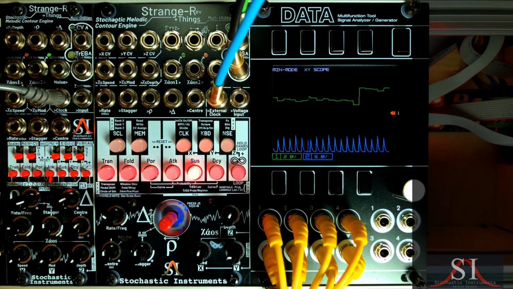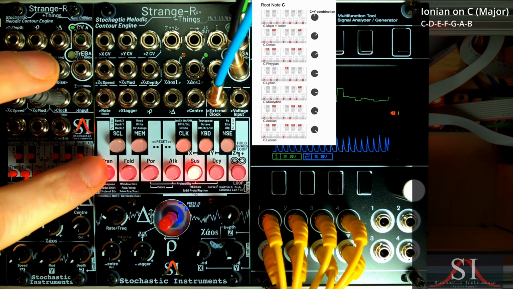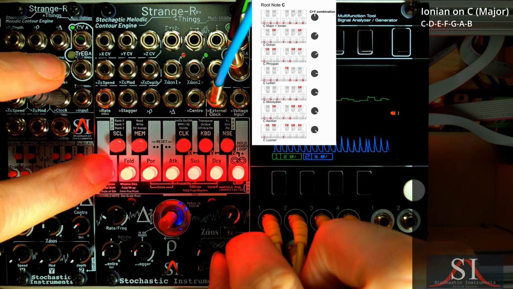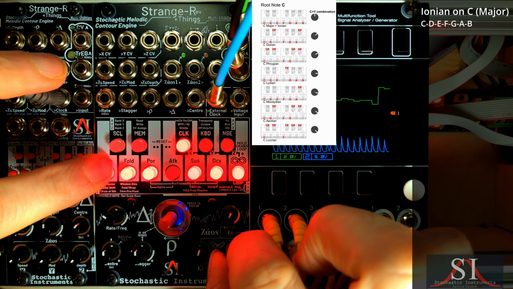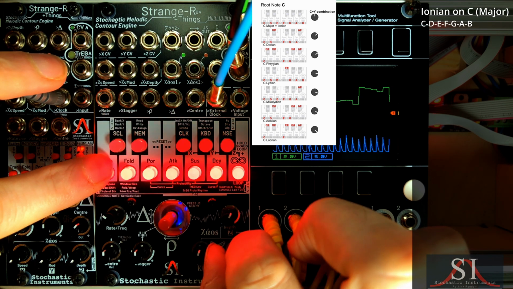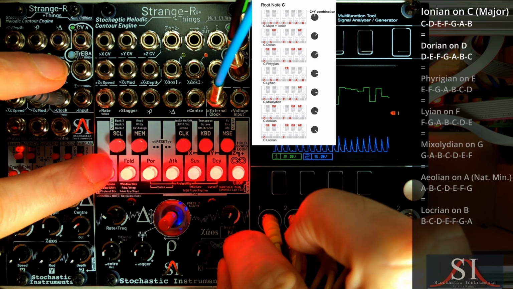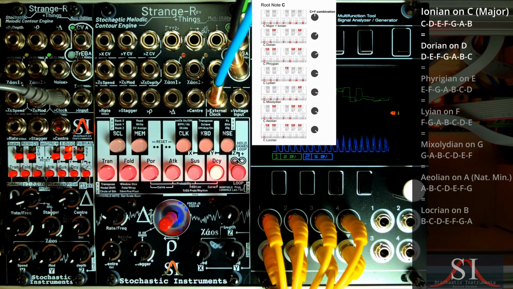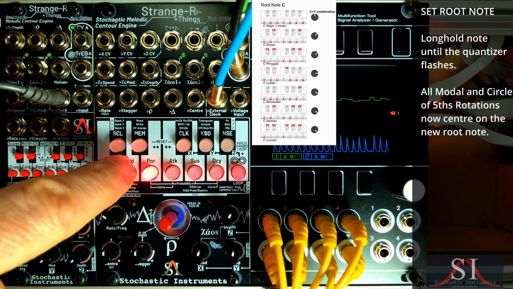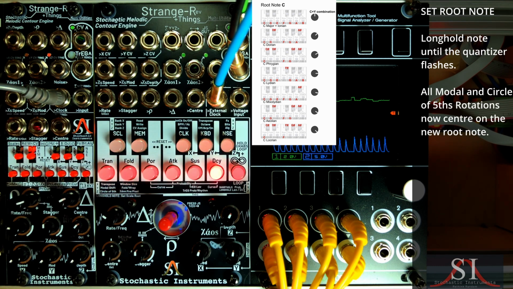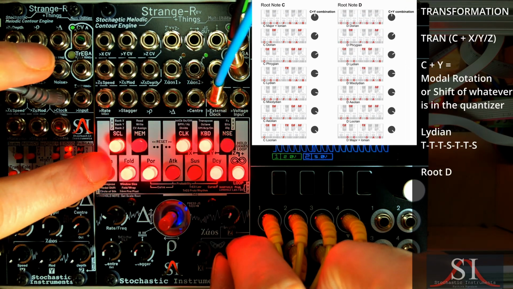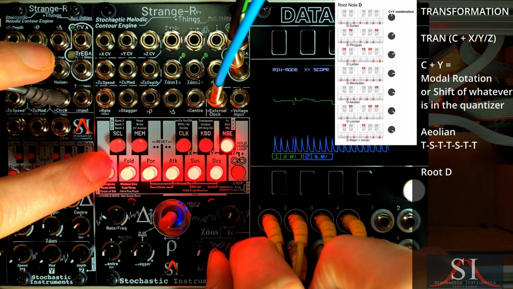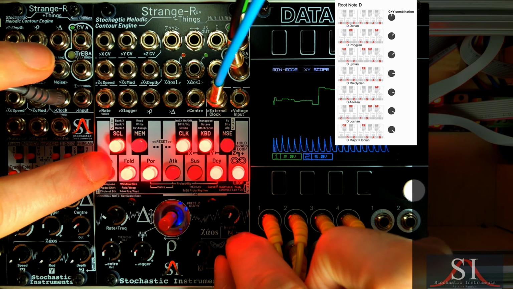We said before that the point of the circle of fifths is to change the root note. So here we are, cycling through the modes on C with the root note C common to all of them. Except C major has exactly the same notes as D Dorian. So Strange lets me set the root note by long holding, in this case D. Watch for the flash. D is now our new root, so that now when I modally rotate, I get all the modes of D, with D being the common note between them.